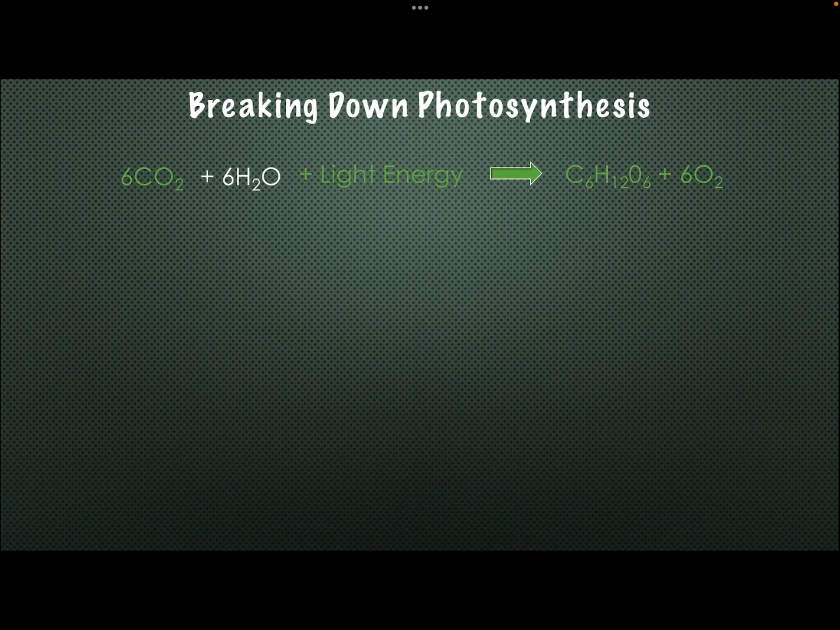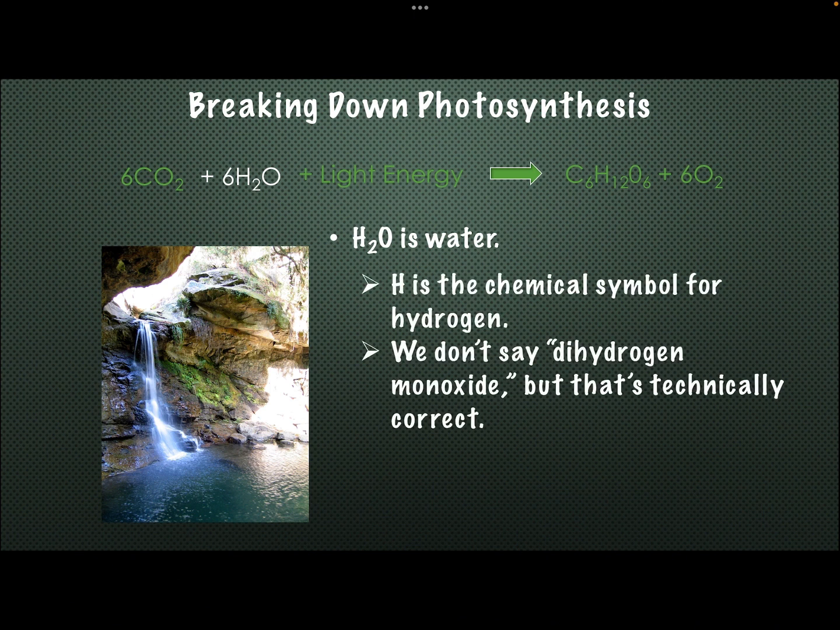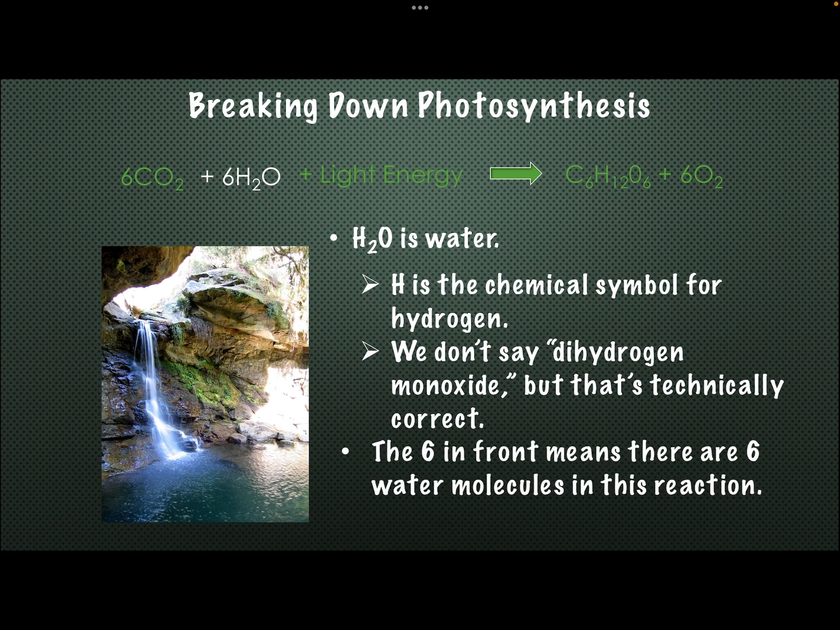Now we're going to look at the 6 H2O in the chemical equation. H2O is water. The H stands for hydrogen. The O, again, stands for oxygen. Technically, we could say dihydrogen monoxide, and that would be correct, being that we have 2 hydrogen atoms and 1 oxygen atom. Again, the 6 in front means that there are 6 water molecules in this reaction.